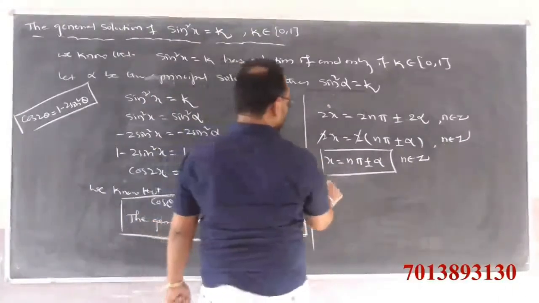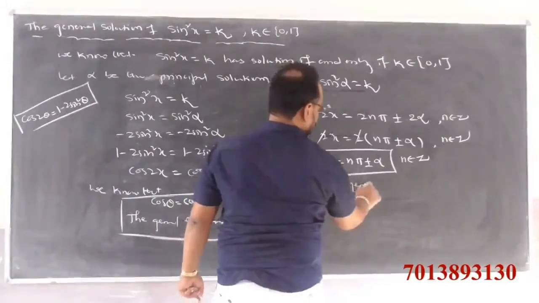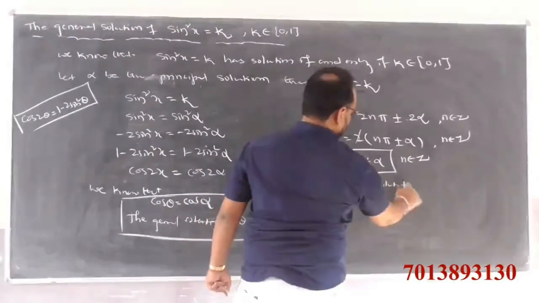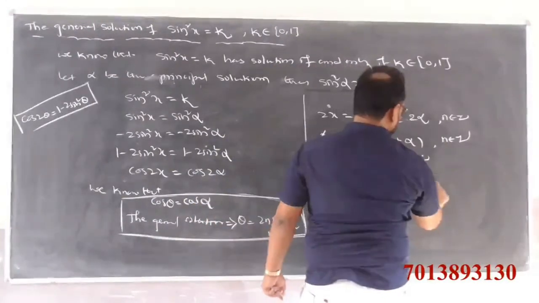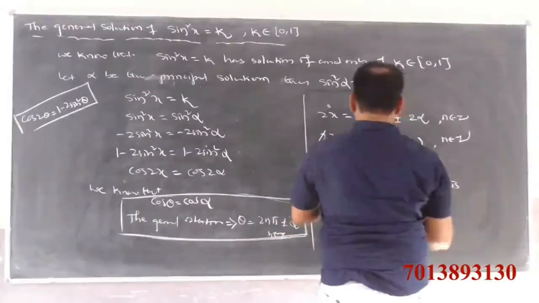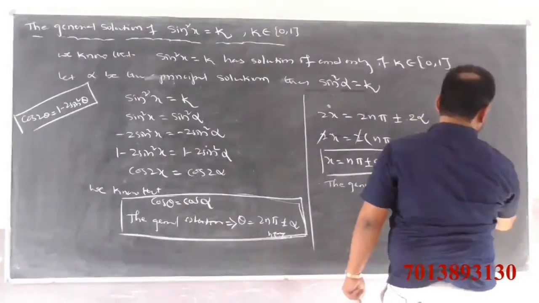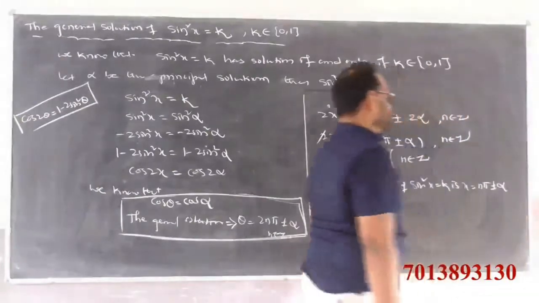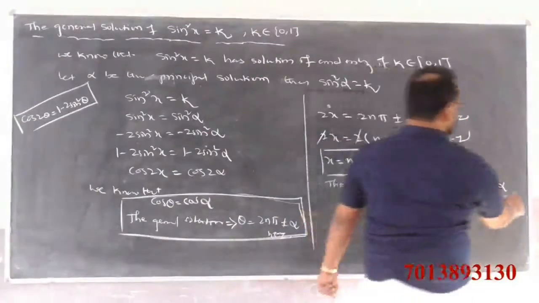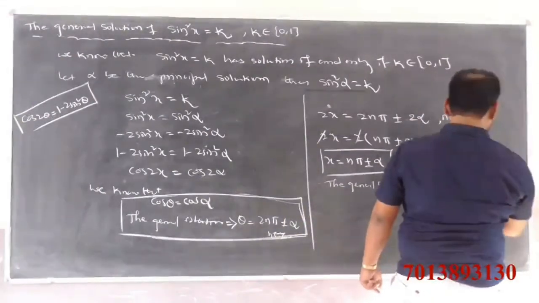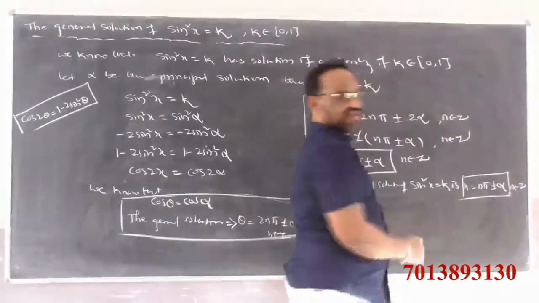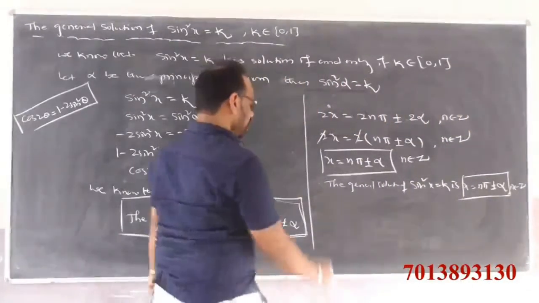Therefore the general solution of sin square x is equal to k is x is equal to n pi plus or minus alpha, where n belongs to Z. This is the general solution of the given trigonometric equation.